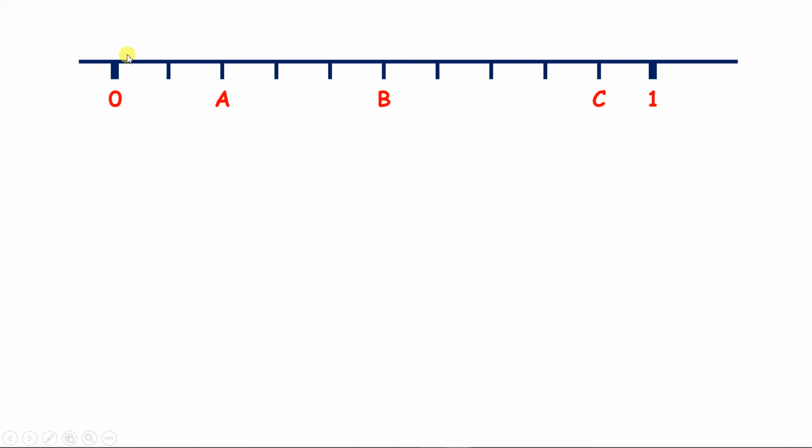Now A is 2/10 of the way along the line, and we can write that as a decimal because we know that 2/10 is 0.2. The tenths column is the first column after the decimal point. So B is 5/10 of the way along, so 0.5, and C is 9/10 of the way along, so 0.9.